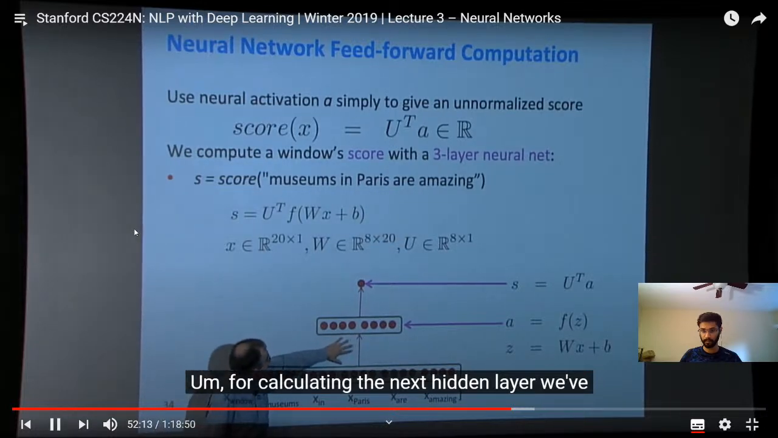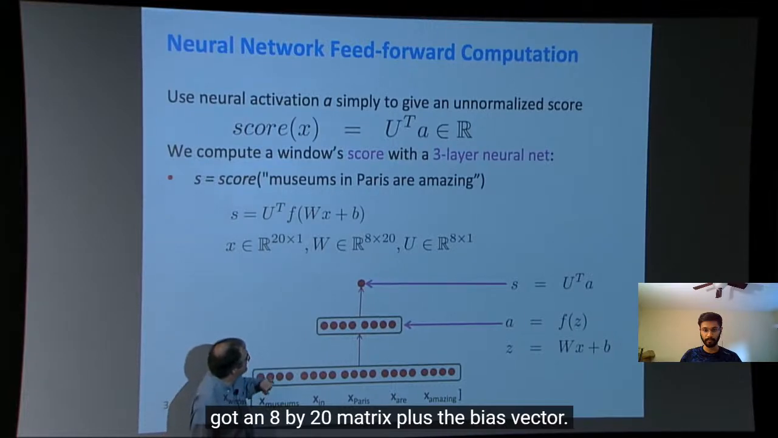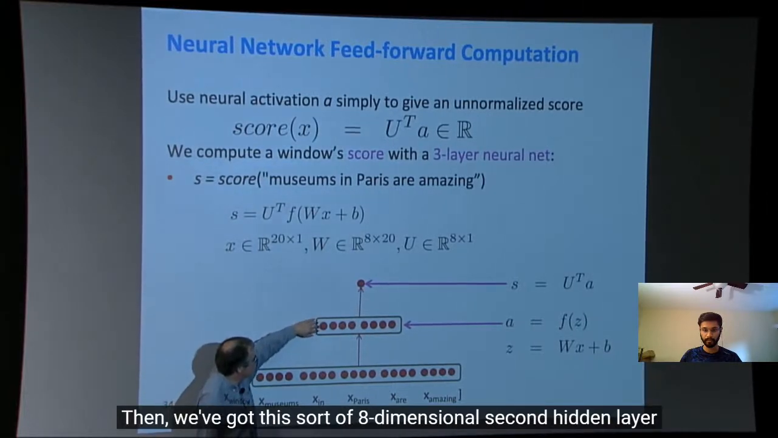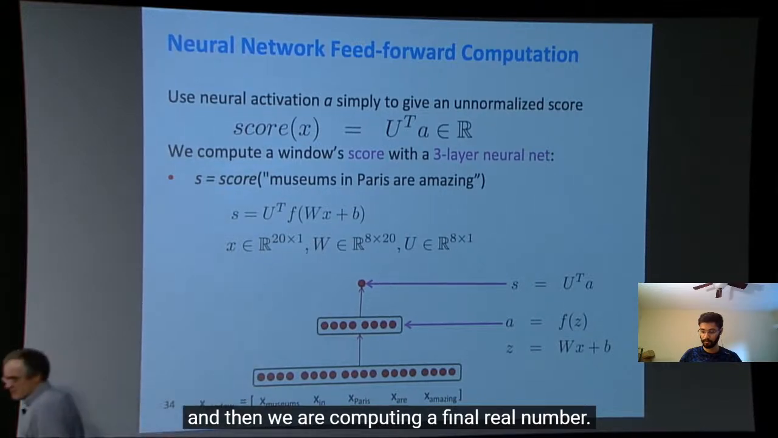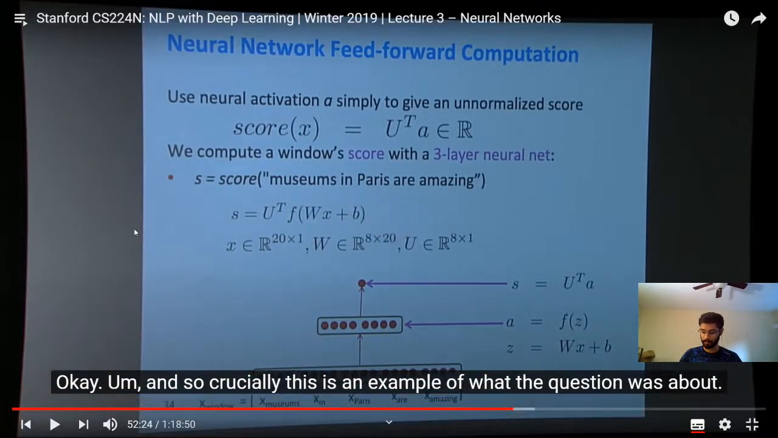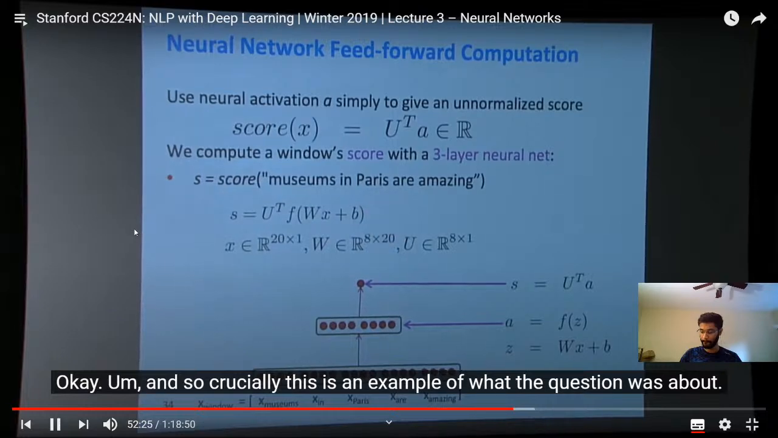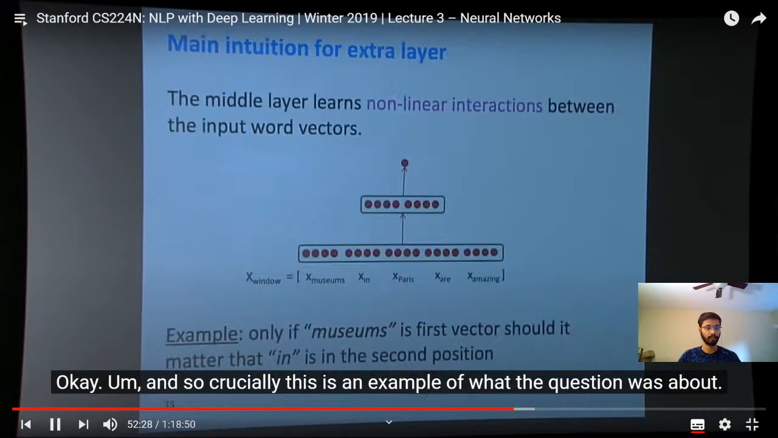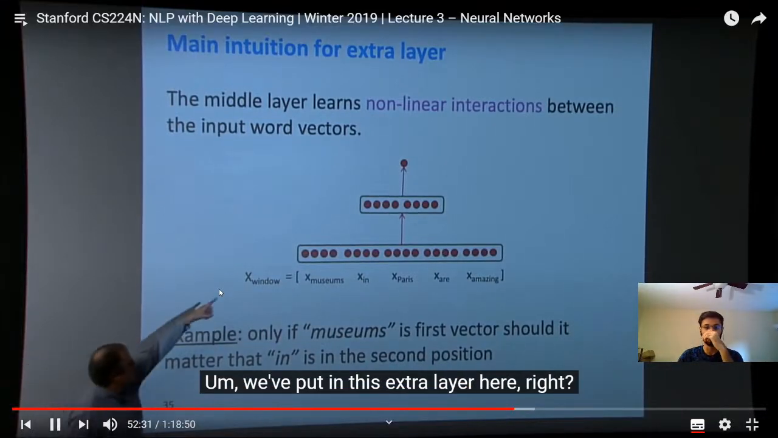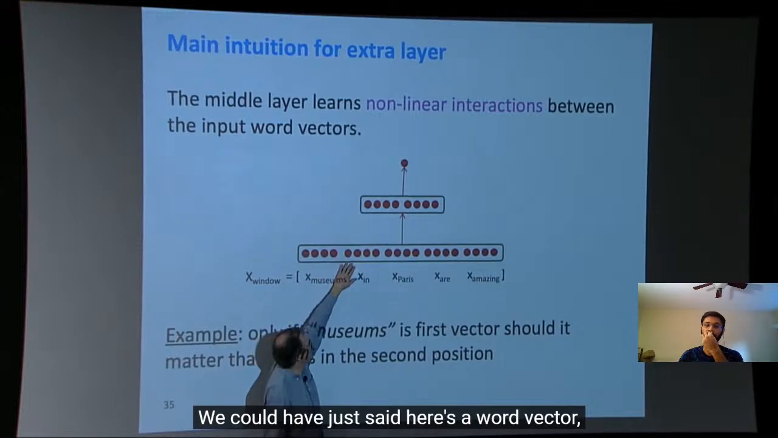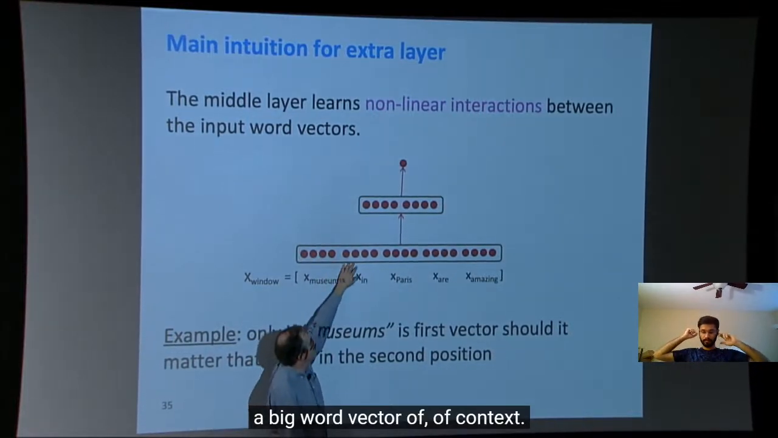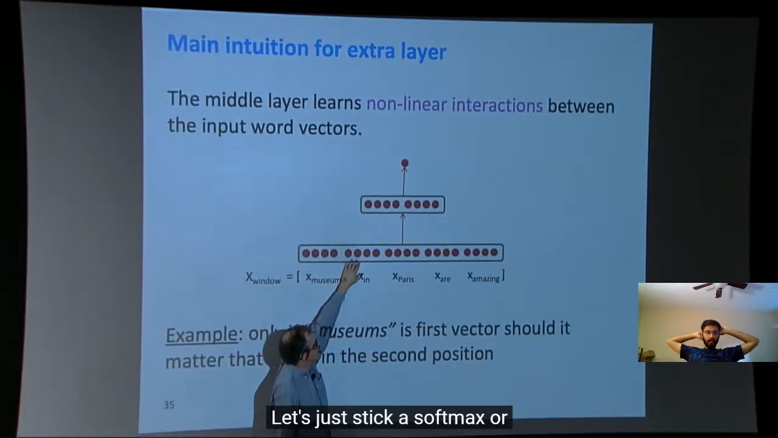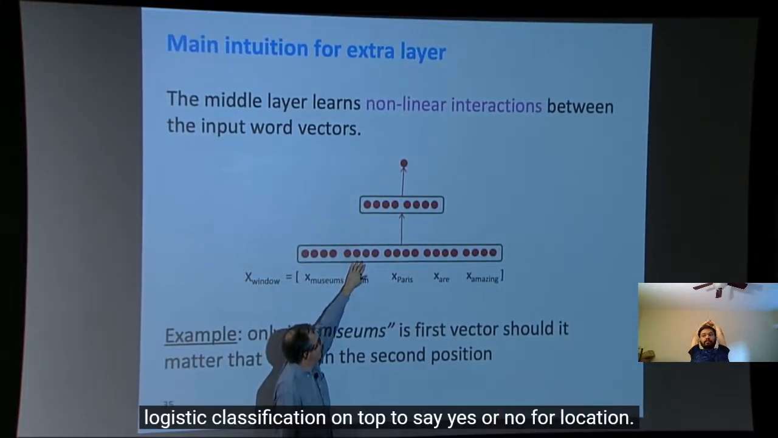For calculating the next hidden layer, we've got an 8 by 20 matrix plus a bias vector. Then we've got this 8-dimensional second hidden layer, and then we're computing a final real number. Okay, and so crucially, this is an example of what the question was about. We've put in this extra layer here, right? We could have just said, here's a big word vector of context. Let's just stick a softmax or logistic classification on top to say yes or no for location.